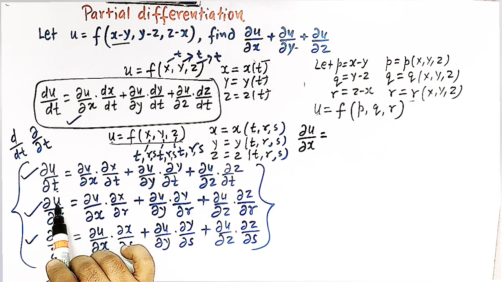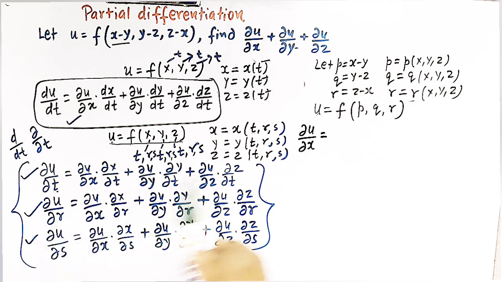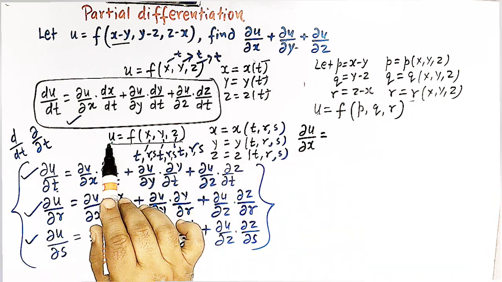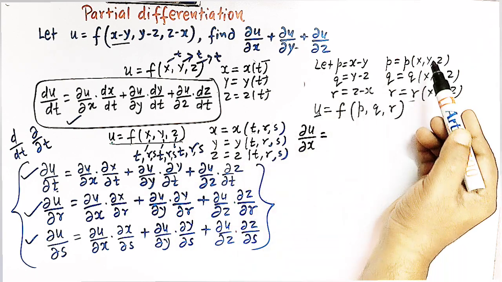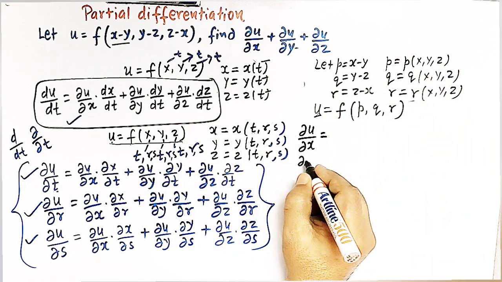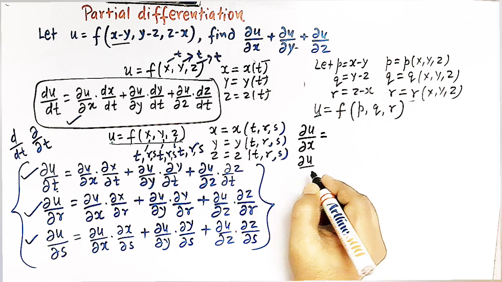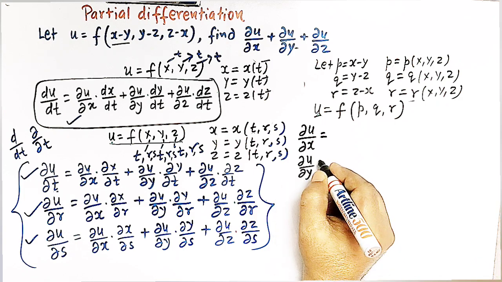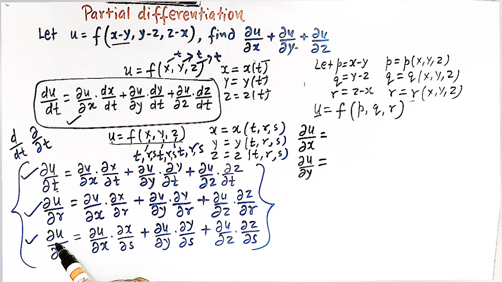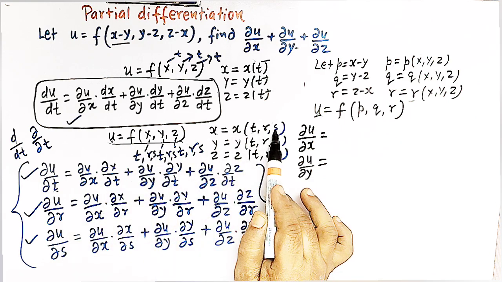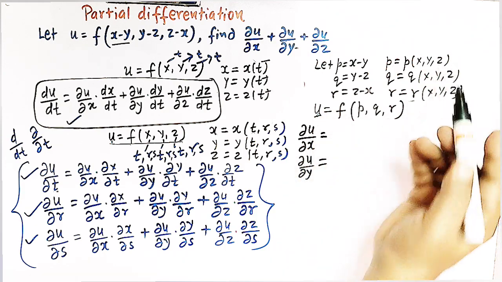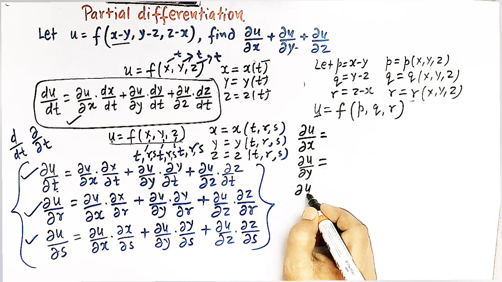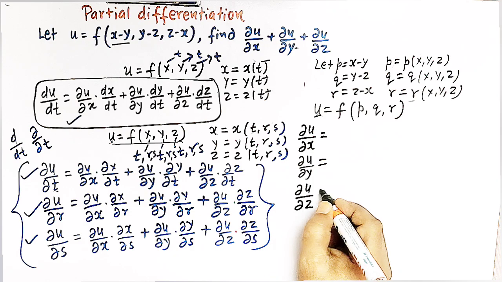And similarly, here we have del u over del r. And here we have u, and here we have r. And here we have u, and here we have y. So we have to write the expression for del u over del y, right? And then we have del u over del s. Here we have u, and here we have s, and here we have u, and here we have z. So we have del u over del z.